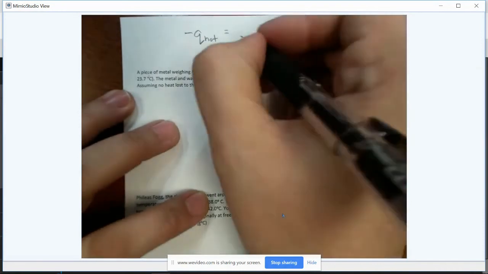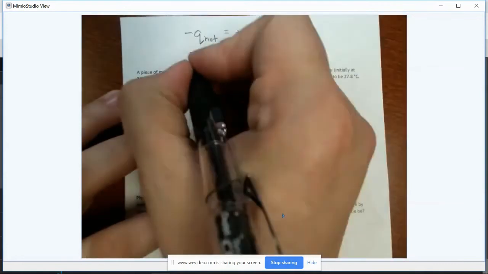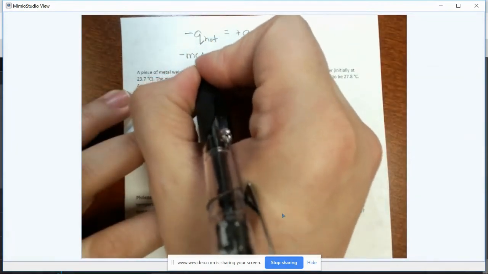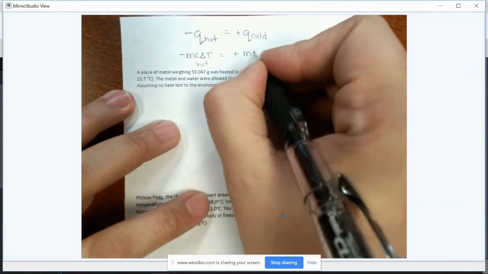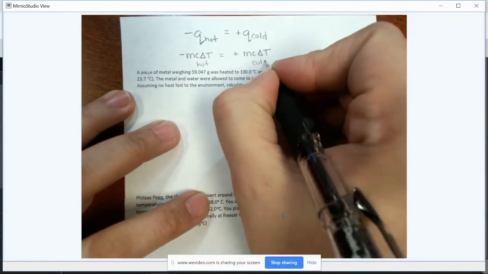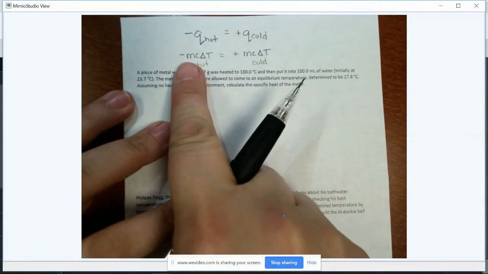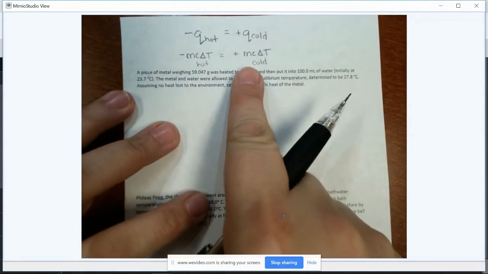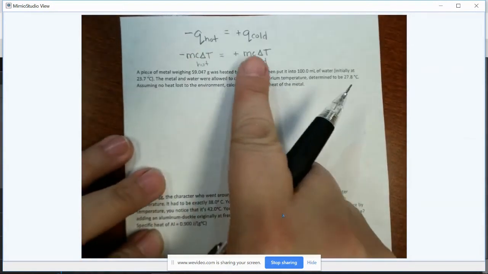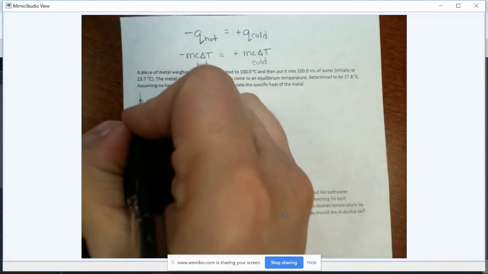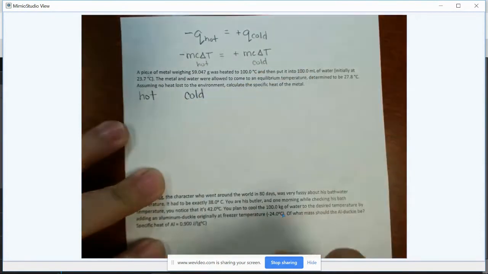So we're working with this relationship. Negative Q of hot has to equal positive Q of cold. Or the other way to look at that is negative MC delta T for the hot stuff must equal positive MC delta T for the cold stuff. So since I have all these variables, and since I have an M on the left and an M on the right, I'm going to make myself a table so that I don't get confused, so I make sure I put everything where it belongs. So I'll make myself a hot column and a cold column.